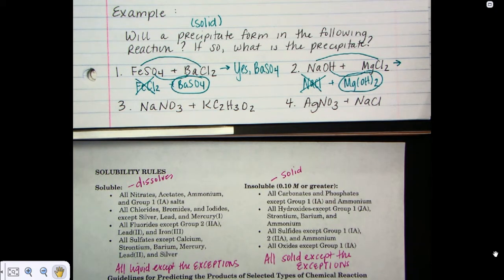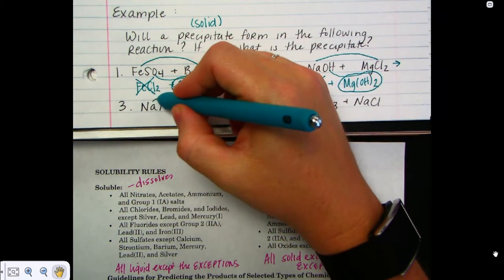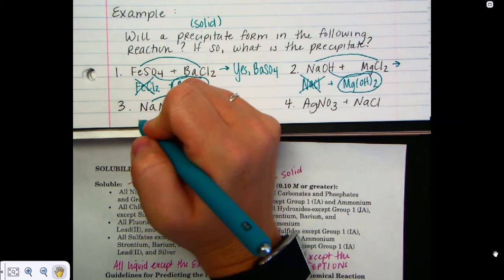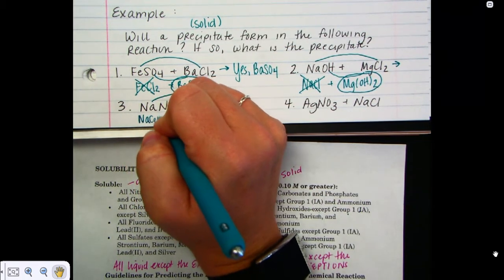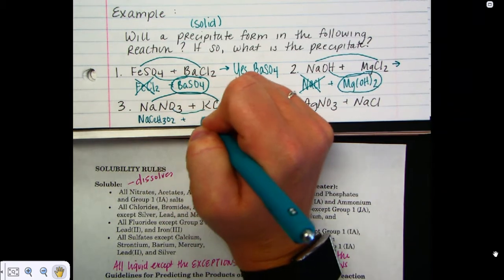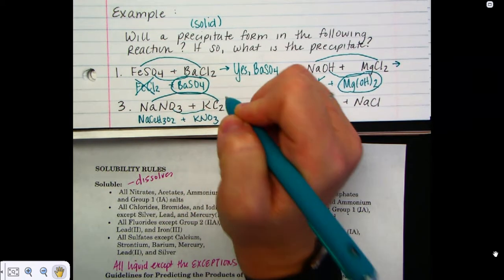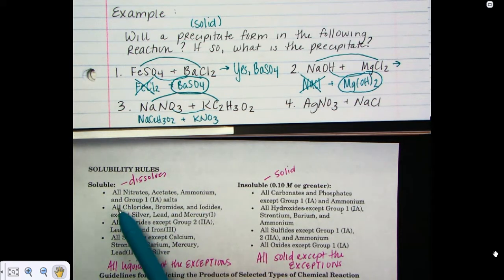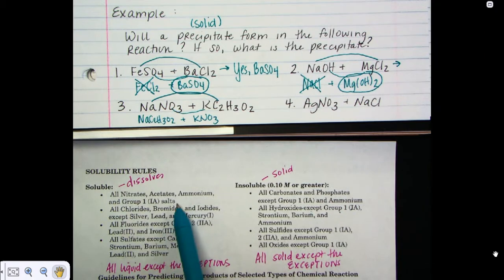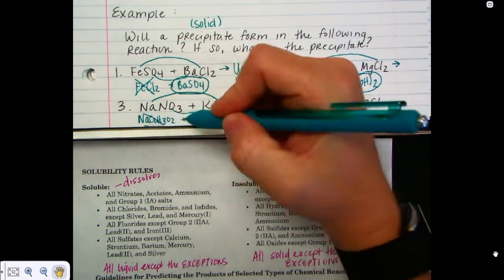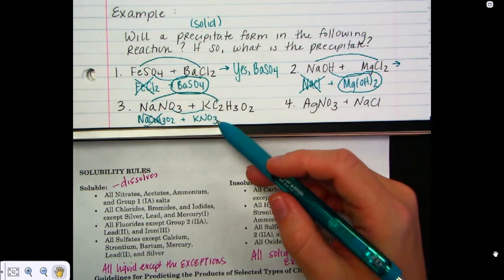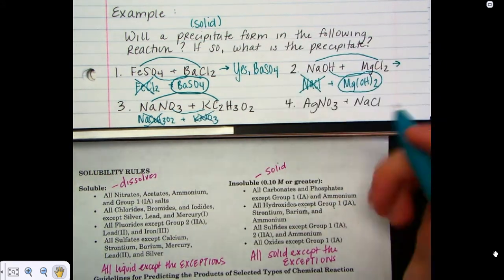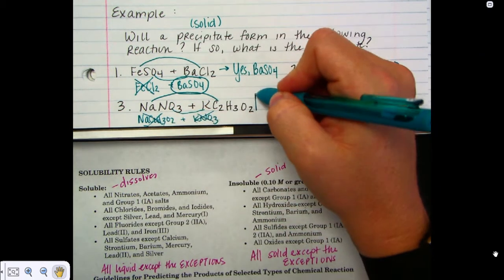NaNO3 and KC2H3O2. So I know that the Na is going to go with the acetate and the K is going to go with the nitrate. So that's going to give me NaC2H3O2 plus KNO3. So I'm going to look at my acetate first. All nitrates, acetates, ammonias, and group 1A salts are soluble. There are no exceptions here. So that is soluble. And also, I already read this one. This is a nitrate. All nitrates are also soluble. So I don't have a solid here. I could write these both, cross them out, or I could just write no.